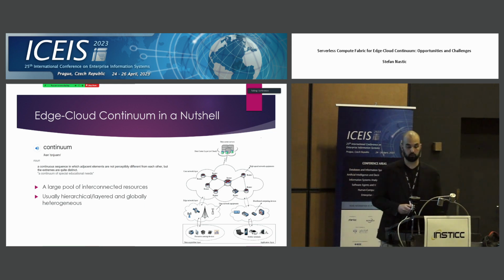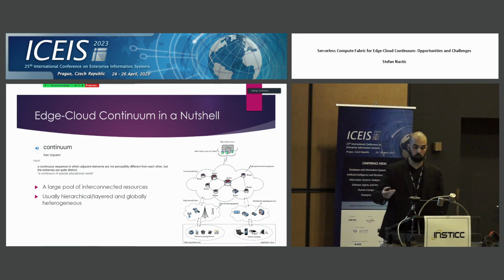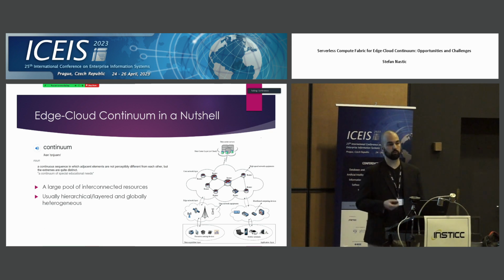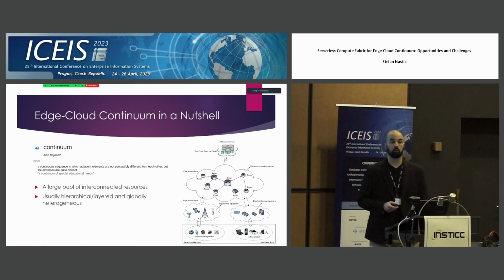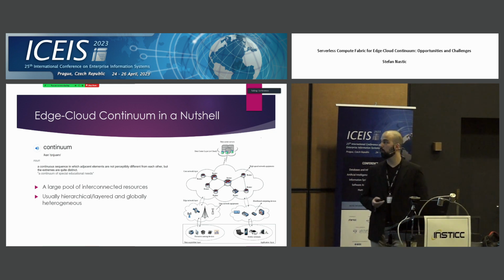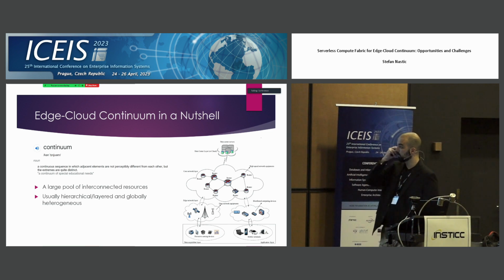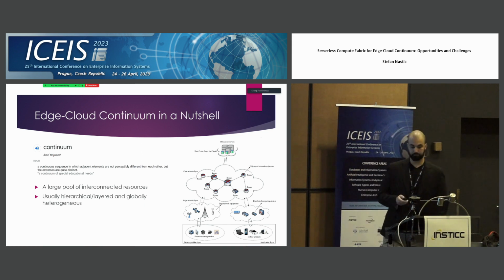On the right-hand side, on the top we have large data centers, and then moving over the core network layer, sometimes also referred to as fog, to the much smaller and much more geographically distributed edge nodes or edge layer. So when we talk about Edge Cloud Continuum, we typically talk about the large pool of interconnected resources, which are typically hierarchically layered and also globally heterogeneous, meaning that they are globally distributed.